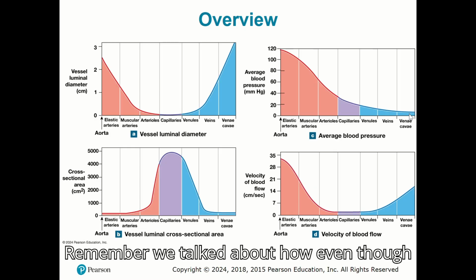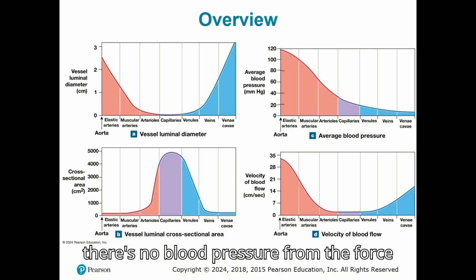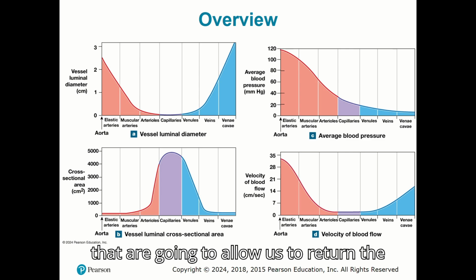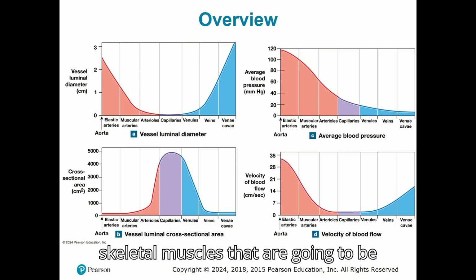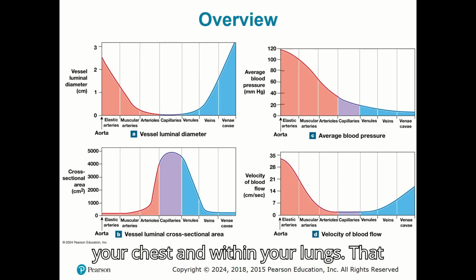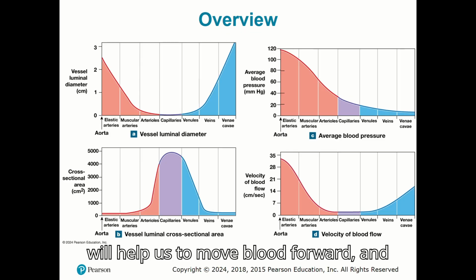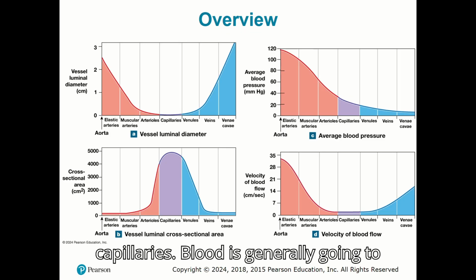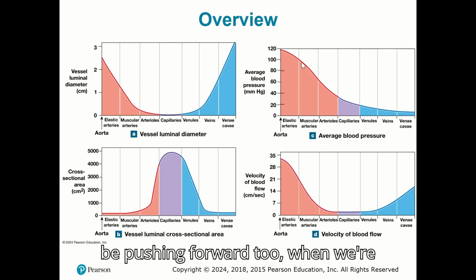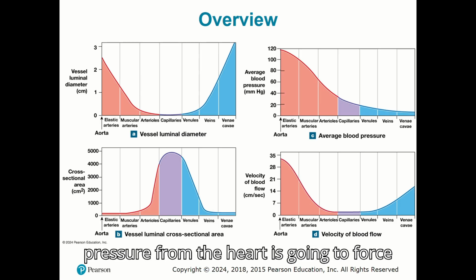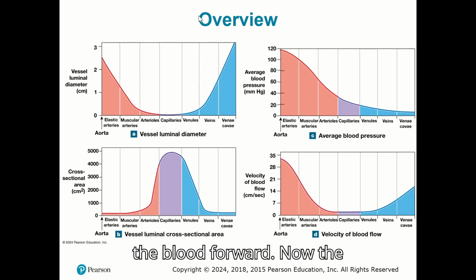Remember, we talked about how even though there's no blood pressure from the force of the heart, we have other mechanisms that allow us to return the blood to the heart, like the skeletal muscles contracting, as well as the respiratory pump when you're breathing and changing the pressure in your chest and within your lungs. That will help us move blood forward, and it's always going to move forward in the veins because we do have those valves. Blood is also pushed forward in the arteries because the force of the blood pressure from the heart forces the blood forward.